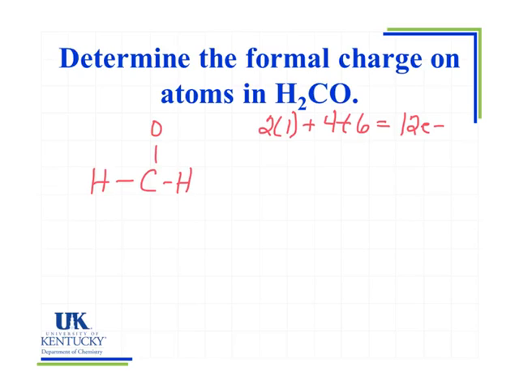I've used up 6 of my electrons. I have 6 electrons remaining. So I'm going to fill in the octet on my terminal atoms. So it's really only the oxygen I have to worry about. The hydrogen only wants 2 electrons, so it's perfectly fine there.